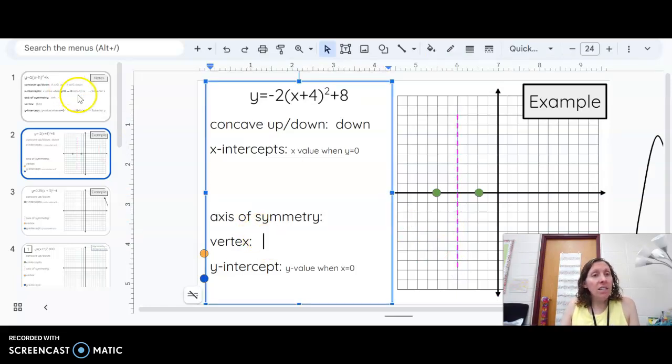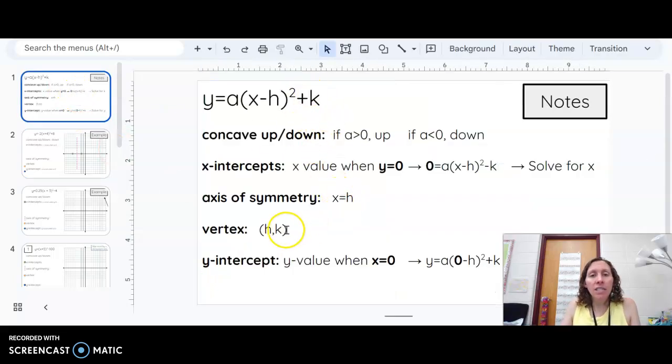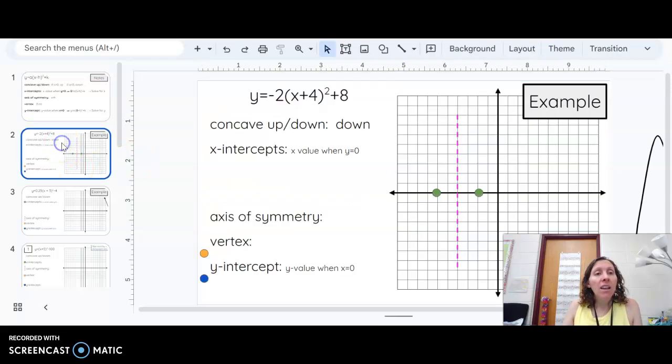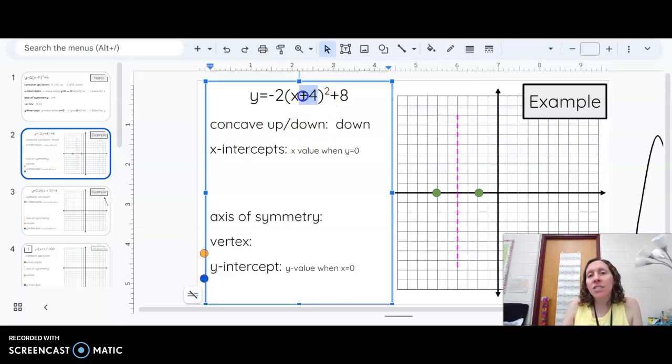All right, the vertex has the coordinates h, k. But again, be very, very careful because this says minus h, and in this equation, it says plus 4. So it would be a -4. It's just the opposite of this. So if this is +4, your x value is a -4. And if it said -4 up on top, it would be a +4. So -4 is the first number.